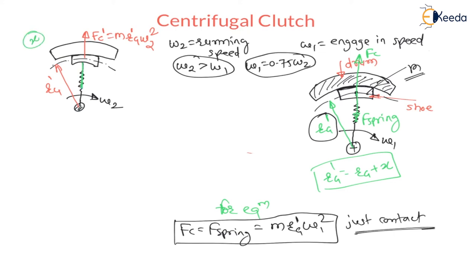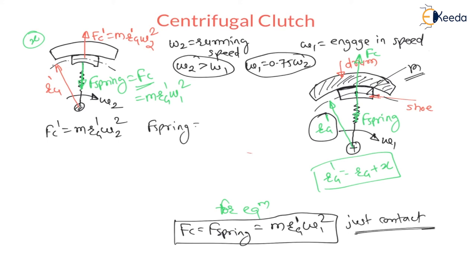Therefore spring deformation is the same, therefore spring force will be the same as previous. Spring force we have calculated as F_s, which is nothing but m rg dash omega 1 square. This is spring force. Now can I say F_c dash is equal to m rg dash omega 2 square, because it is rotating at a different speed omega 2, the running speed, but spring force is nothing but m rg dash into omega 1 square, because at omega 1 angular speed only there is an engagement, and once there is an engagement there is no further deformation, and if there is no further deformation the spring force will remain constant.